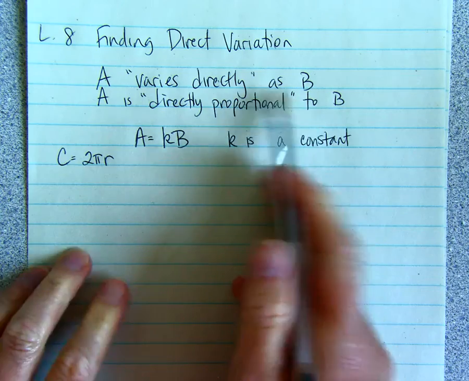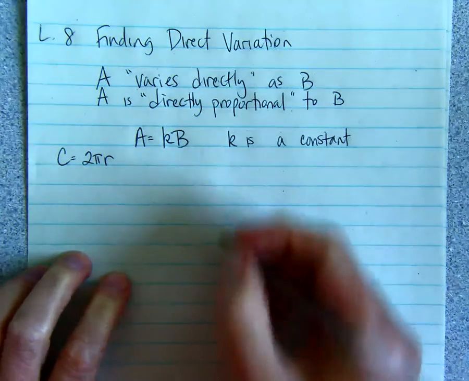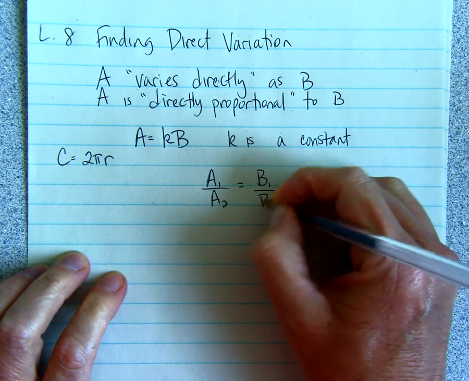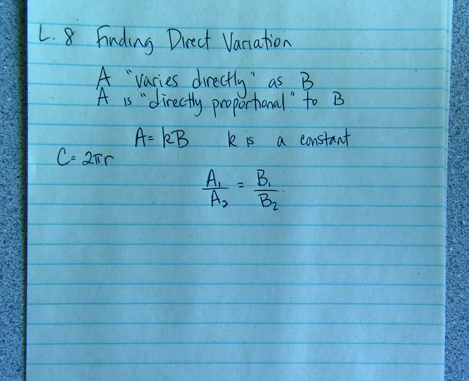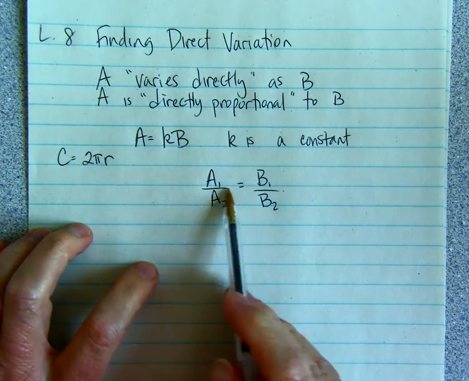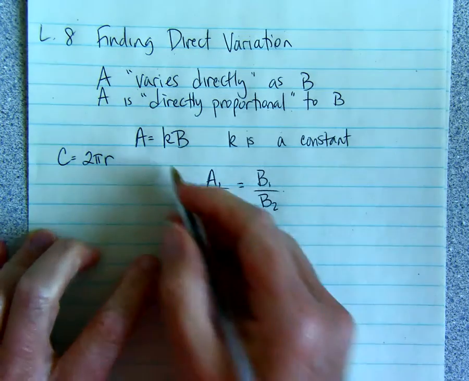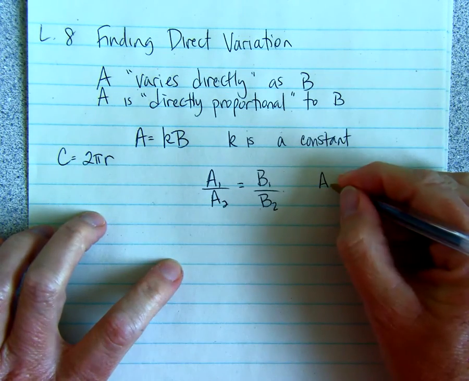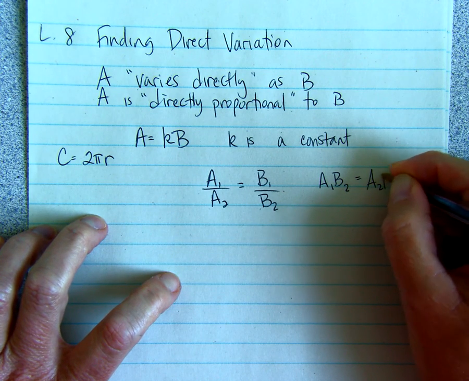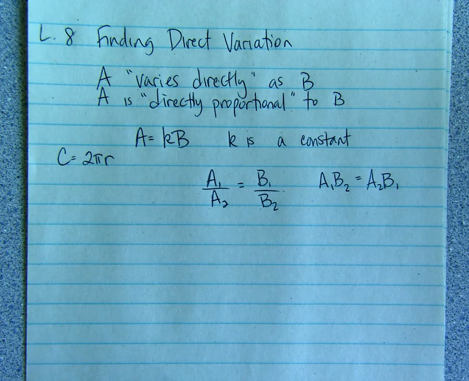One thing that we know about A and B is we can write a proportion. We can say A sub 1 over A sub 2 is going to equal B sub 1 over B sub 2. So if we know that A varies directly as B, and we have two different values, we can cross multiply here and say A sub 1 times B sub 2 is going to equal A sub 2 times B sub 1. And you can look at example 3 to see an example like this one in your book, which is page 49.